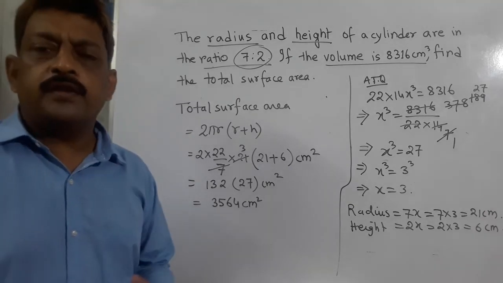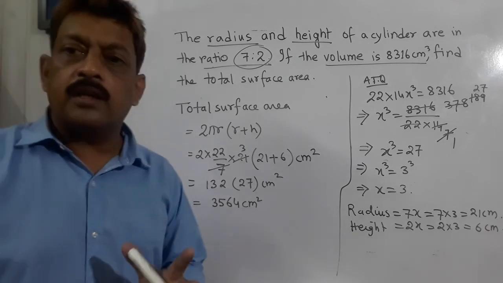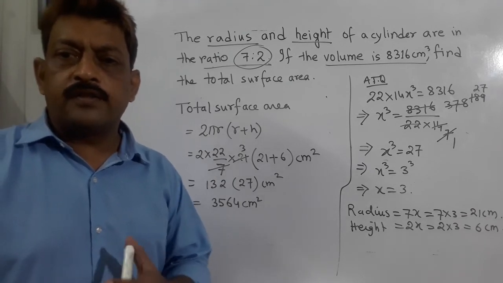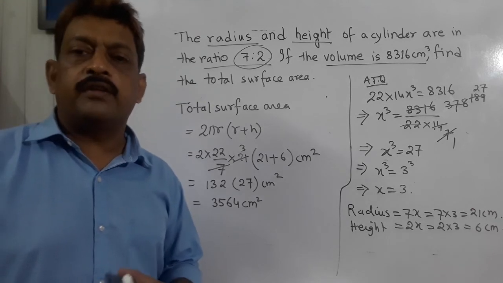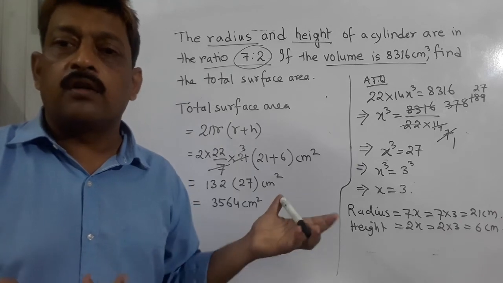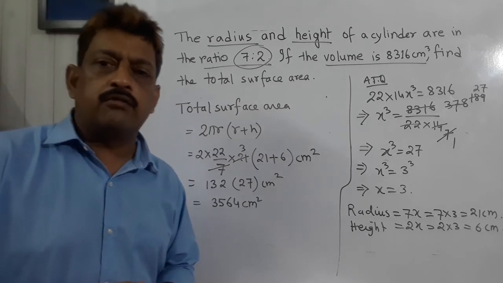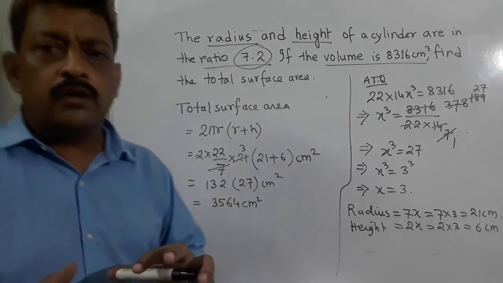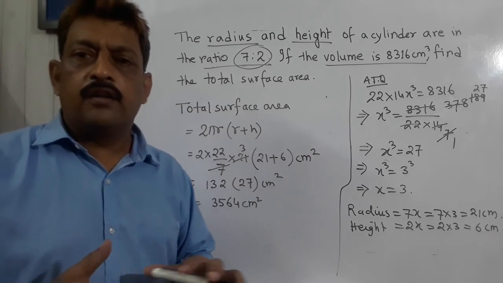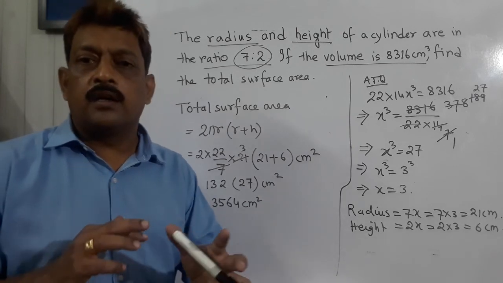In volume and surface area, these types of sums are very common, where you will not get the radius and height directly. Either the volume will be given, or the surface area or the curved surface area will be given. From there you have to calculate them, or the ratio of the radius and height may be given. So from there also you can calculate the radius and height. In this way we have to find the radius and height from different situations, and then apply the formula to find the solution of the question.